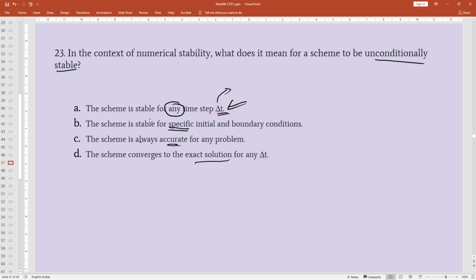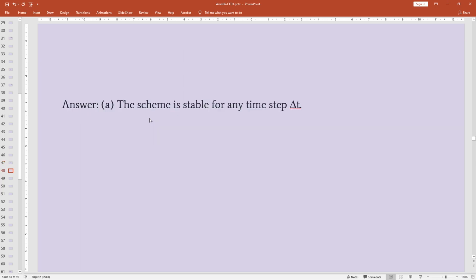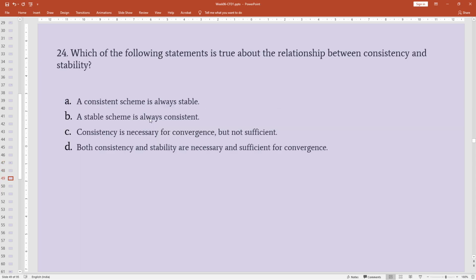So, our answer is option A. Next question. Which of the following statements is true about the relationship between consistency and stability?